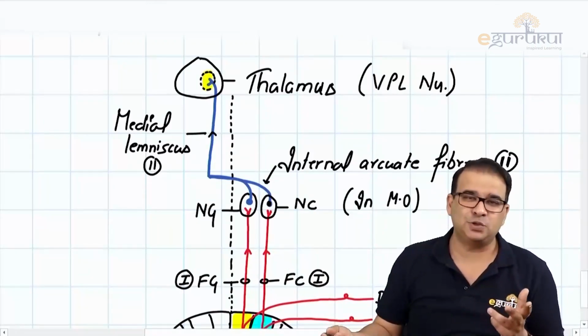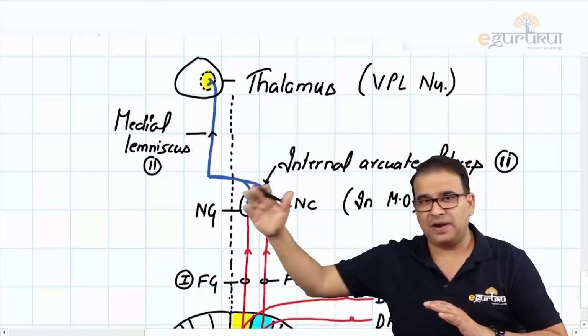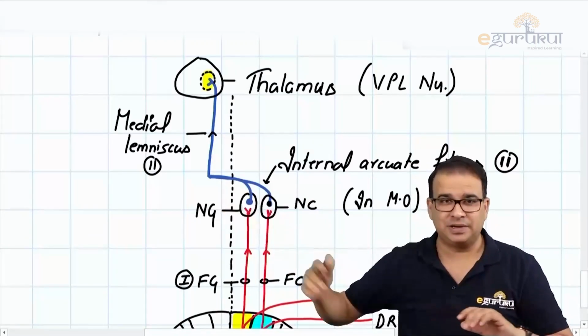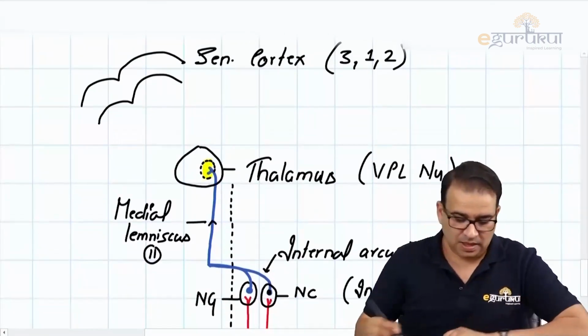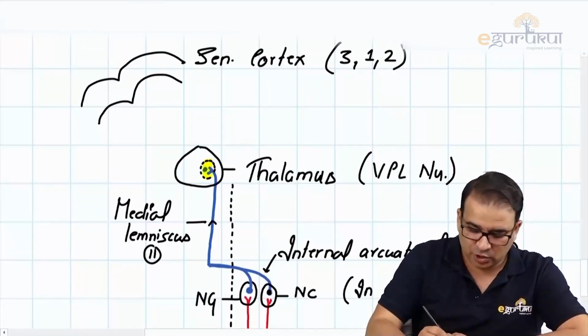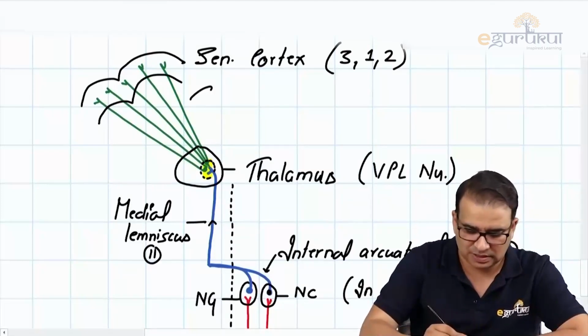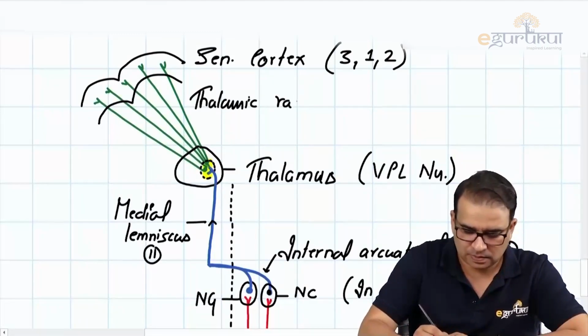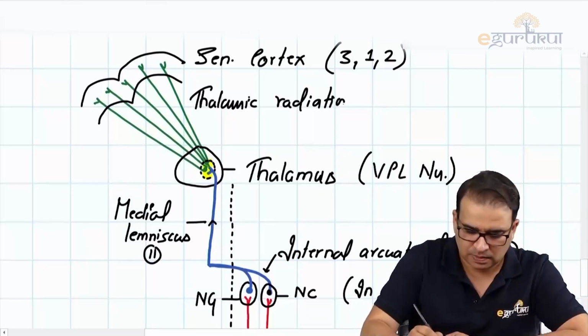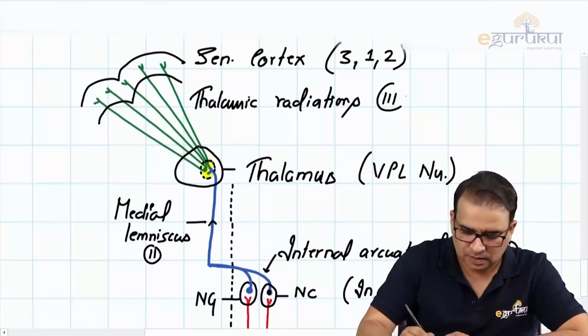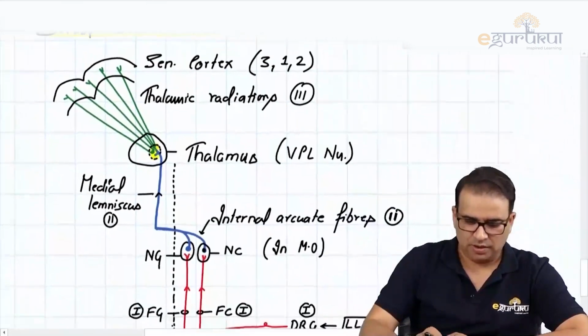And obviously, needless to say, the effect is on what side? The effect is on the contralateral side because it is decussated. And then we get the third order neuron from the thalamic radiation. Same story. Part of the corona radiata, the thalamic radiation, which will project into the different parts of the cerebral cortex. The thalamic radiations. Third order neuron.